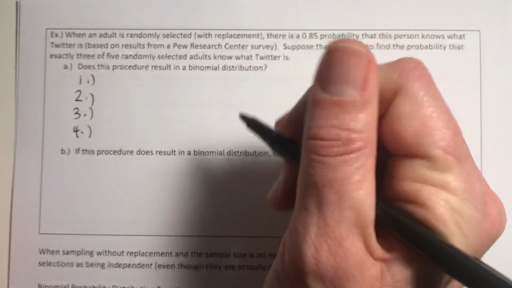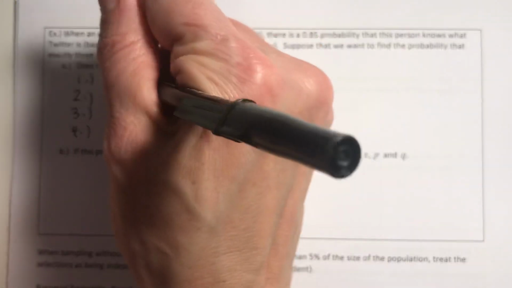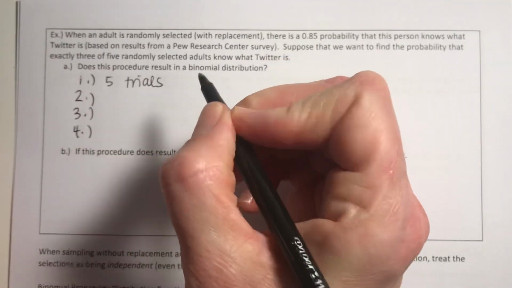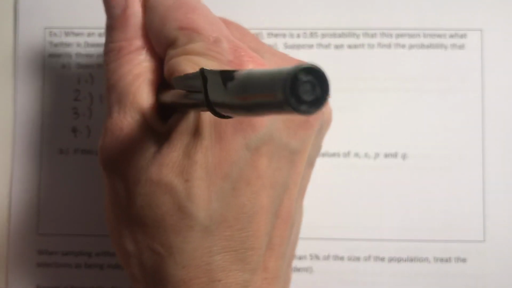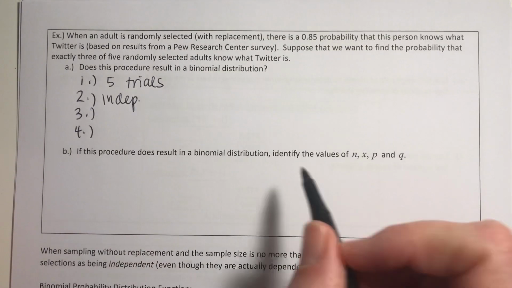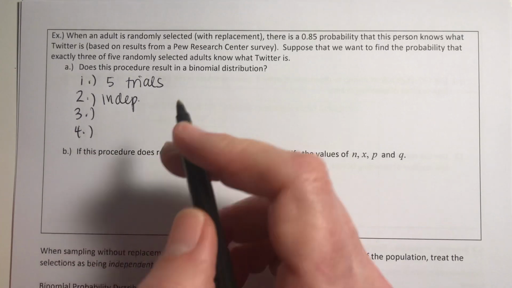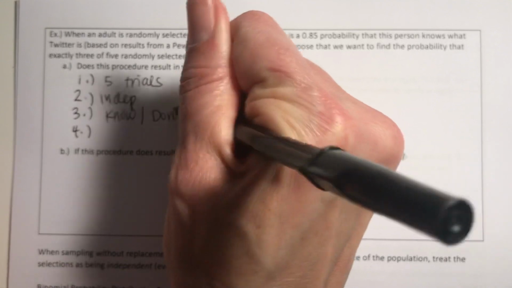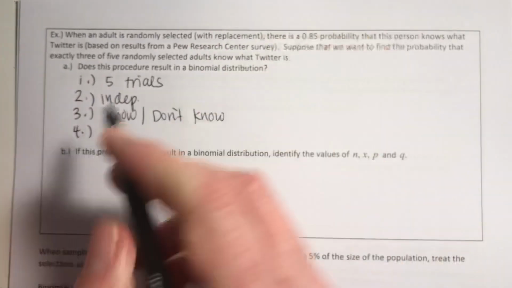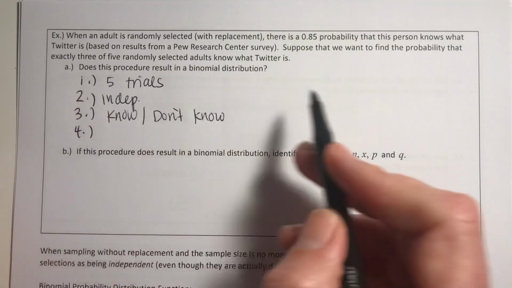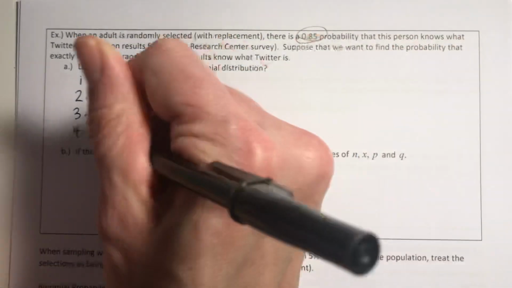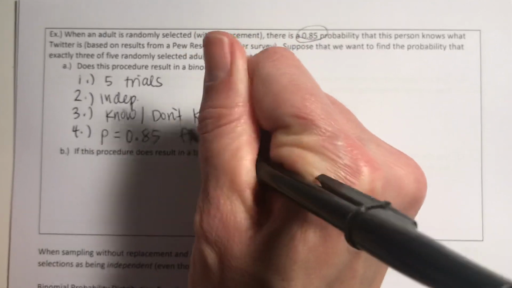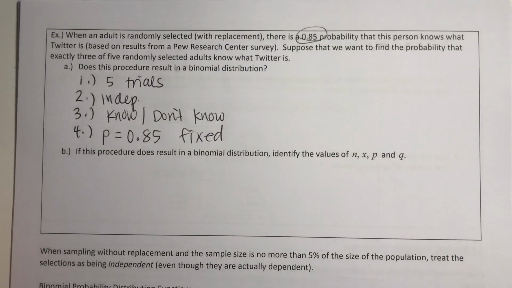The first one is we have a fixed number of trials, and we are going to survey 5 people. So there are 5 trials. The second thing is that the trials have to be independent, and they are because we are dealing with people. There have to be 2 disjoint outcomes, and they either know what Twitter is or they don't know what Twitter is. And then number 4 has to be a fixed probability, which we actually have this time. So we can say p is equal to 0.85, and this is fixed, or the same, for everybody.